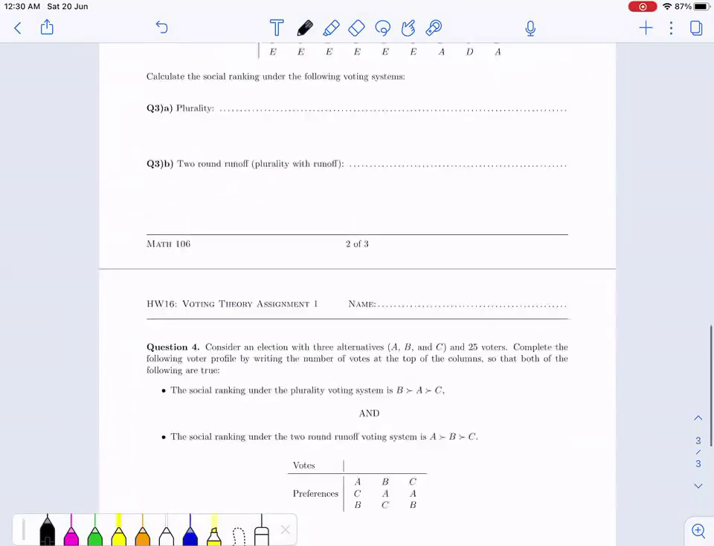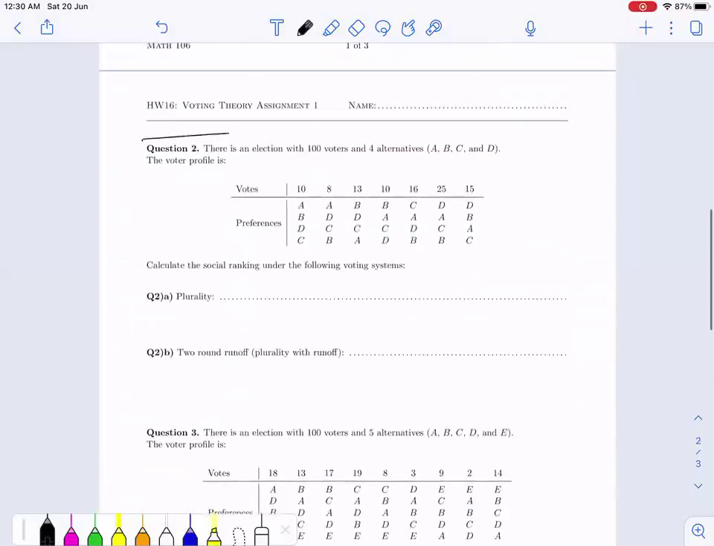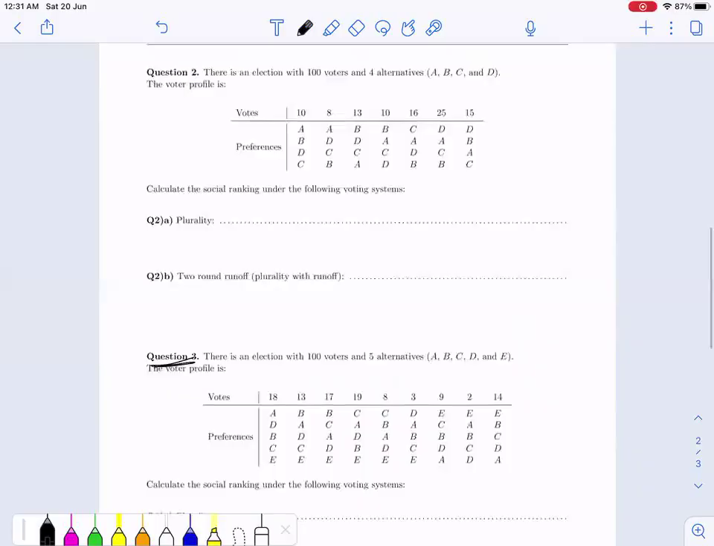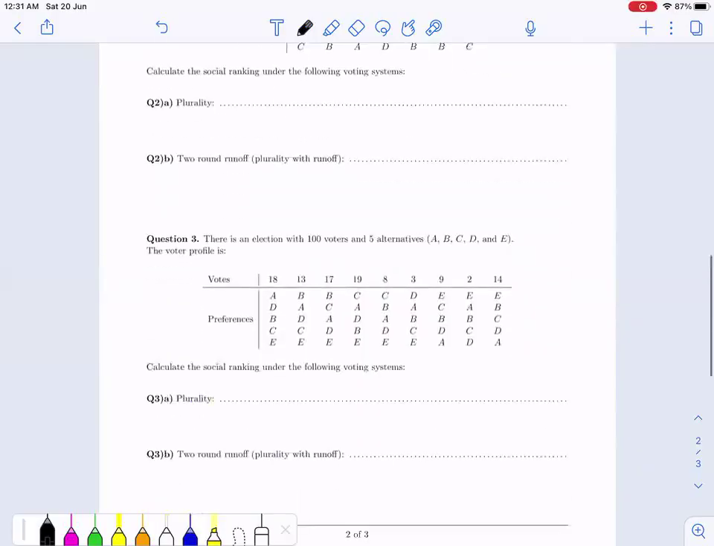Now this one is exactly the same, but instead of having individual voter preferences for all 100 voters, you have a summary of how many people have this preference, how many people have this preference, and so on. So let's also do this kind of a problem. Problem 3 is very similar, so I won't go over problem 3.